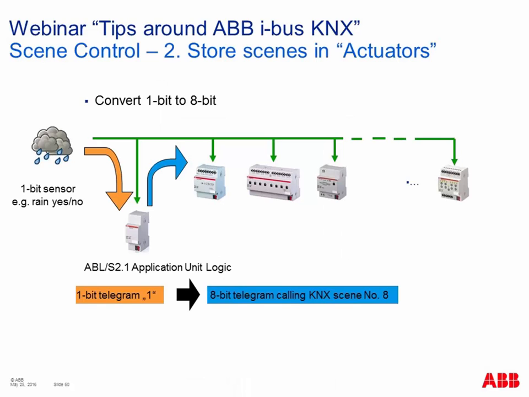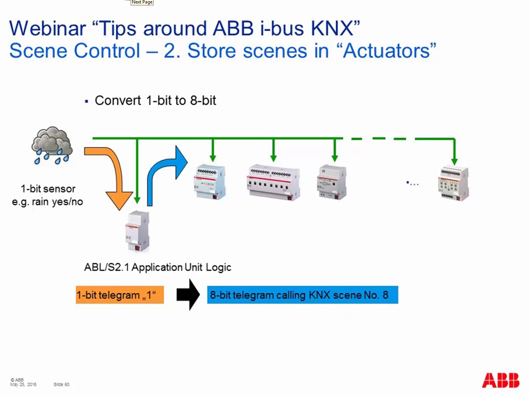Good, what else? The next nice problem is, for example, we have a 1-bit sensor, and we want to call an 8-bit scene. This does not work, because a 1-bit sensor, for example our weather sensor outside, tells us we have rain or we have no rain. This is not a one byte information, this is 1 bit. So what we have to do is convert this 1-bit telegram, the value 1, which means, for example, rain, into an 8-bit telegram, when we want to call our scene number 8, for example. How can we do it?